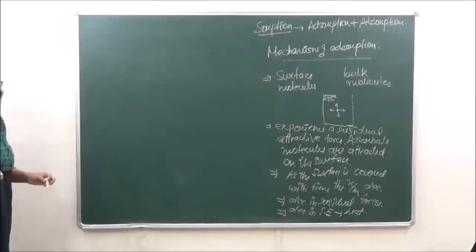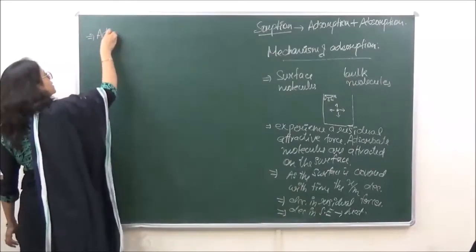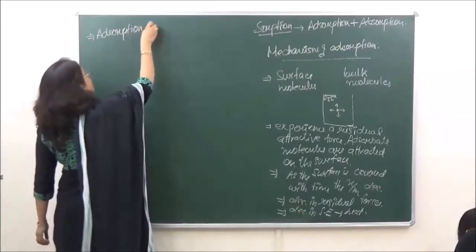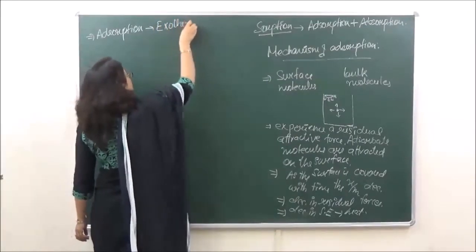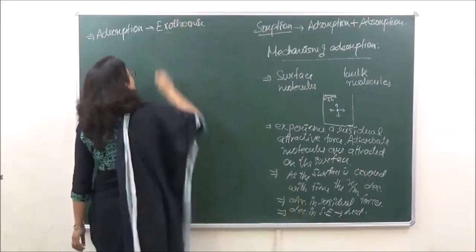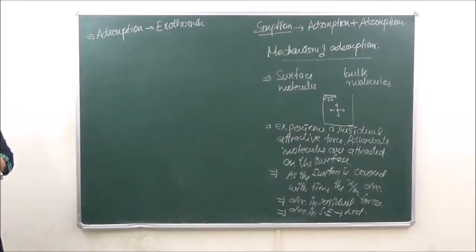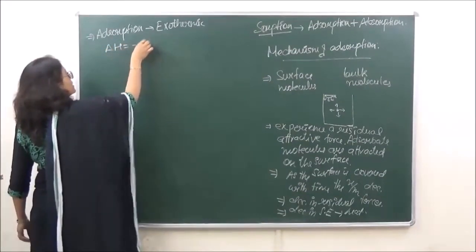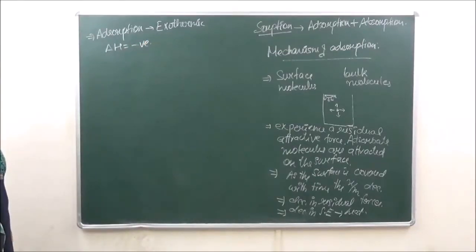So what can we say from here? That the process of adsorption is exothermic in nature. Now, because it is exothermic, one thing we know is that whenever a process is exothermic, delta H is always negative. For exothermic processes, delta H is negative.